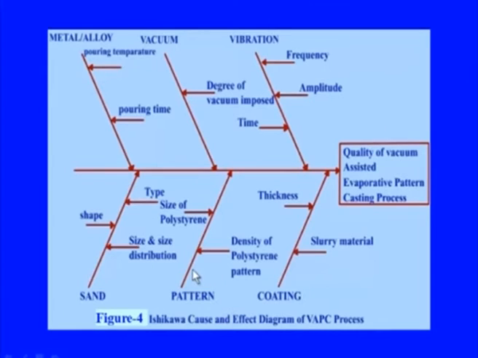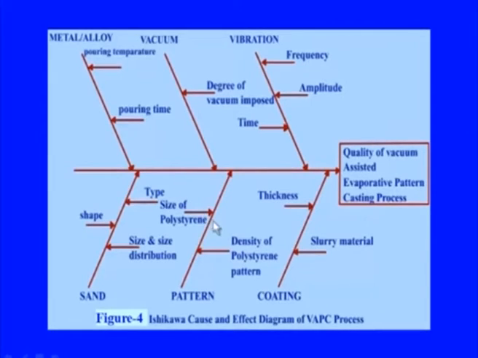Then the pattern based parameters, mostly the density of the polystyrene pattern, and then coating based parameters. Here the slurry material and the thickness are the major concerns. All these variables in different degrees affect the quality of the products produced by this process. A rigorous study and analysis are required to find out the degree of effect or the influence of these individual parameters on the product quality. Thus, we have seen that the evaporative pattern casting process can give us very good results, yet the search for improvisation is never ending.